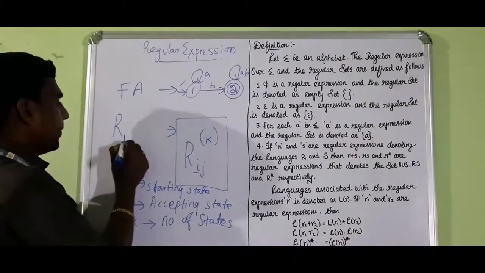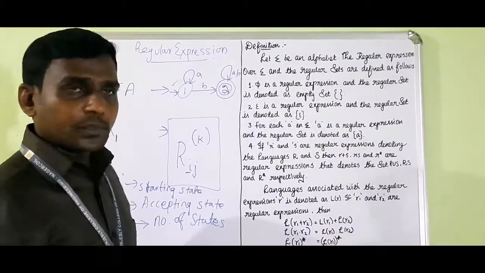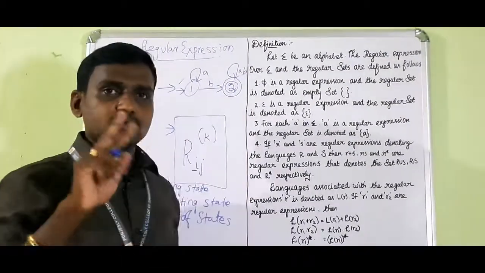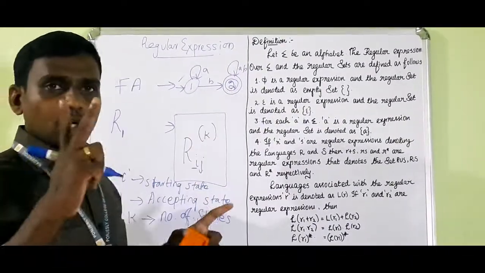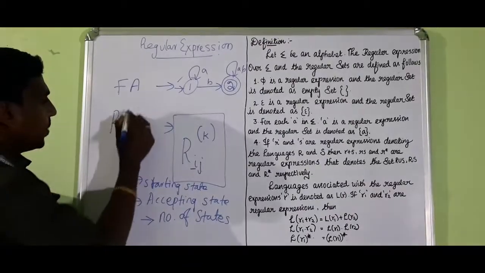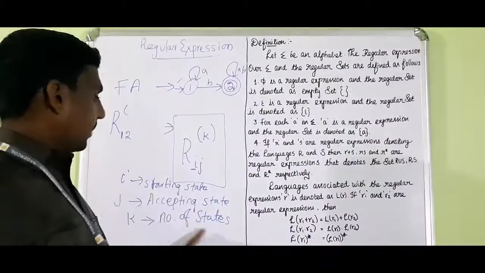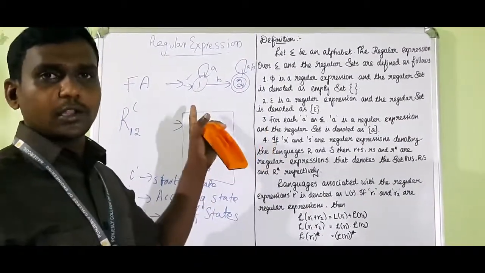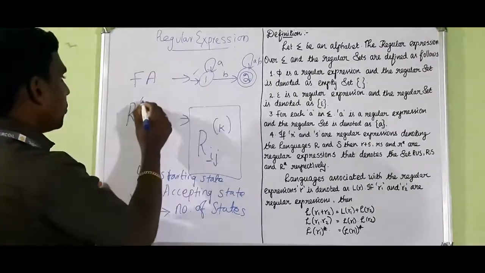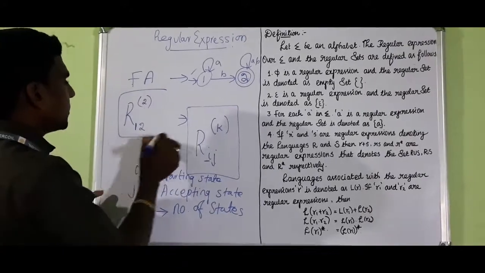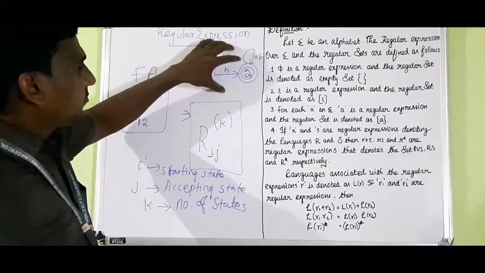So R1, and which one is the accepting state? This state is an accepting state. Why? It is marked with a double circle. So the accepting state is 2. So R12 power k, where k is the number of states. How many states are there in this finite automata? 2 states, that is 1 and 2. So R12 power 2 is the regular expression for this finite automata.